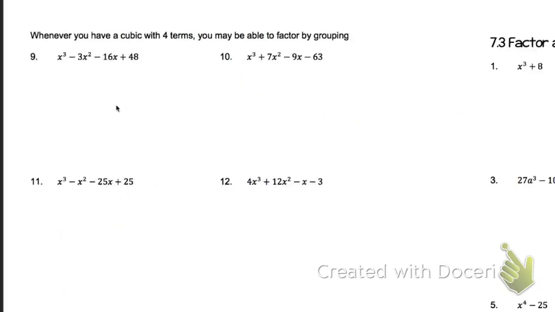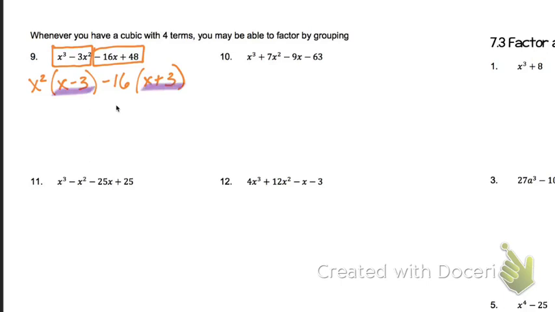So whenever you have 4 terms, you're going to factor by grouping. So remember, when you factor by grouping, you look at the first 2. You pull out the greatest common factor. So in this case, it would be what? X squared. And you're left with x minus 3. And then you're going to look at the second two terms. Going to pull out a negative 16. And I'm left with x plus 3. Remember, you do want the parentheses to match. They must match, otherwise you can't factor it.